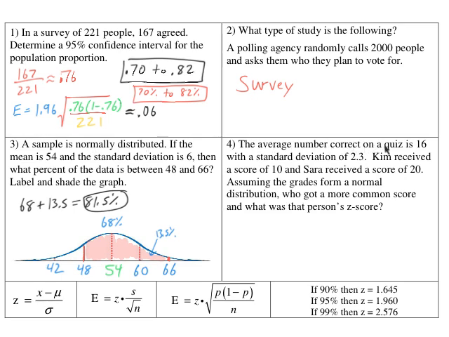The average number correct on the quiz is 16, with a standard deviation of 2.3. Kim received a 10 and Sarah received a 20. Assuming the grades form a normal distribution, who got a more common score and what was the person's z-score? Let's find each person's z-score first. We're first going to do Kim. To find Kim's z-score, we take her score minus the mean, which is the distance from the mean, and divide by the standard deviation. The formula is right here. When we do that, we get for her a 2.6.